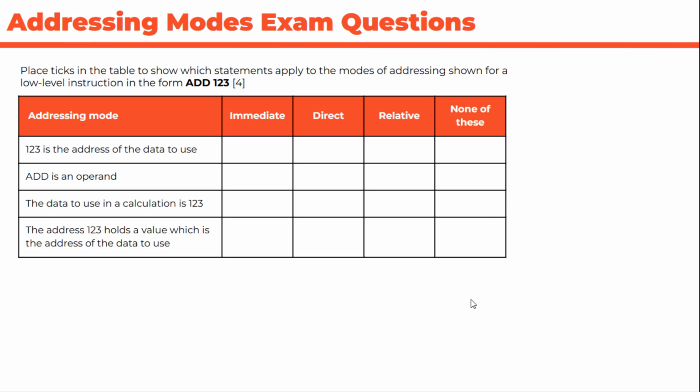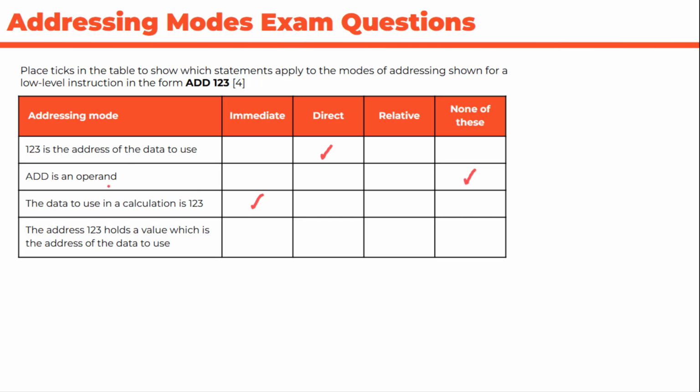1, 2, 3 is the address of the data to use. Okay, so if the 1, 2, 3 is the address and not the actual data, if it was the actual data, it would be immediate, wouldn't it? But because it's the address, I'm going to go with direct on this one. Then the second one, it says add is an operand. That's got nothing to do with modes of addressing. It says the data to use in the calculation is 1, 2, 3. So because it's the data, the raw data being used, I'm going to go for immediate on that one.